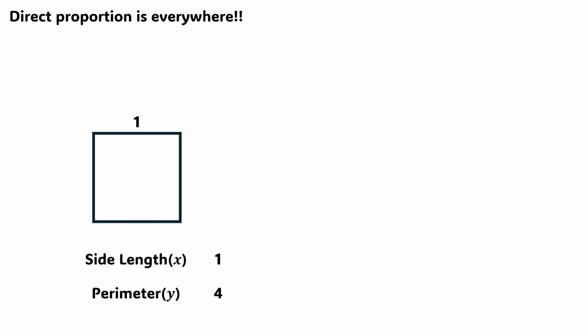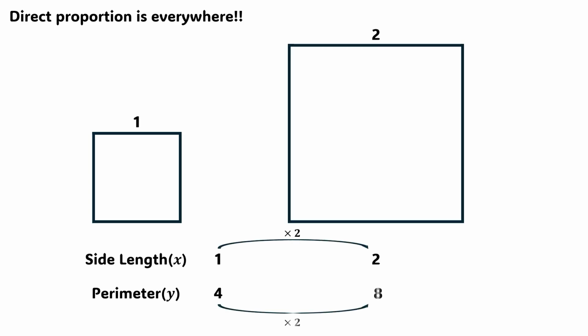Direct proportion is everywhere. For example, the side length of a square and its perimeter. If you double the side length, the perimeter also doubles. The formula is y equals 4x. Another example is the hours you work at a fixed hourly wage and the money you earn.